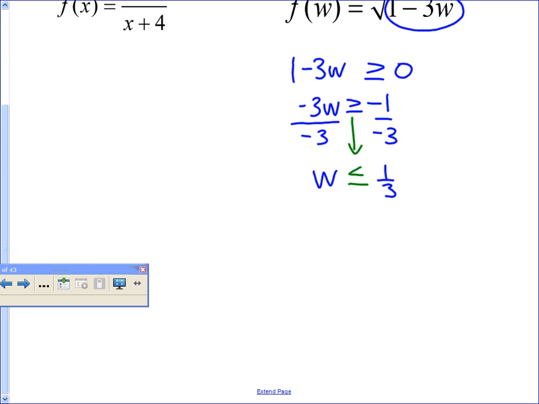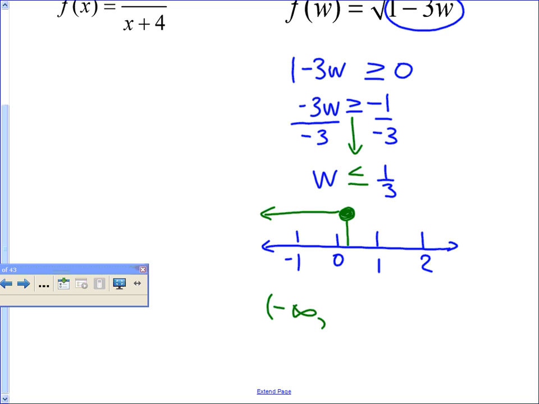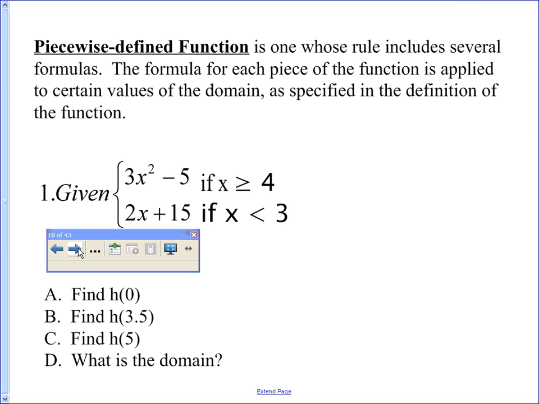Let's also look at this one on a number line. So if I'm on a number line, let's do 0, 1, 2, -1. All values less than or equal to 1/3. So 1/3 is around here, and it can be equal to 1/3. So we have a solid circle, and it's going this direction. In interval notation, that's from -infinity up to 1/3, including 1/3. So we have a bracket there. Okay, so that's the basics for finding the domain of a function.